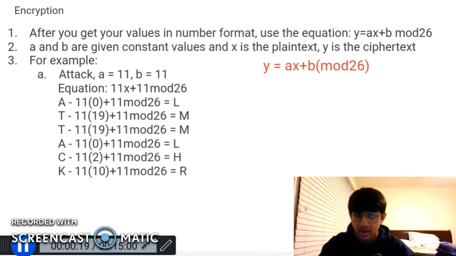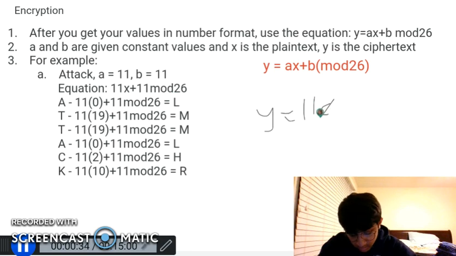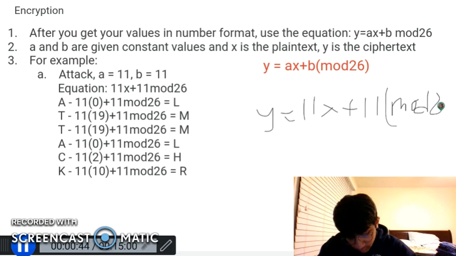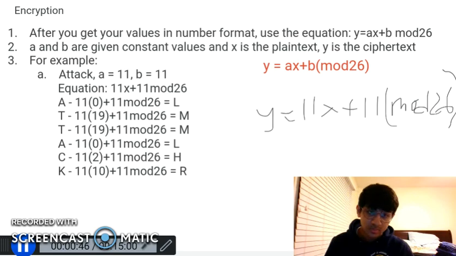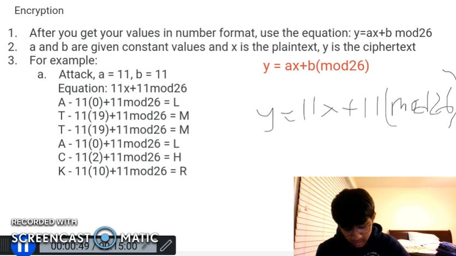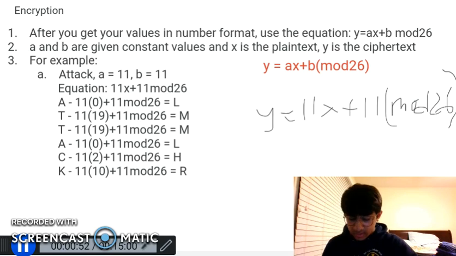First, after you get your values in number format, so after you get the a and the b. In our case, a is going to be 11, b is going to be 11 as well. So our formula is going to be 11x plus 11. Let me write it down better here. So y equals 11, which is going to be a. Sorry, my bad. x plus 11 mod 26. If you remember what mod 26 is, it just means remainder.